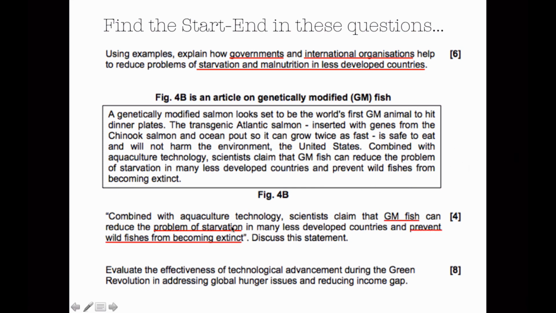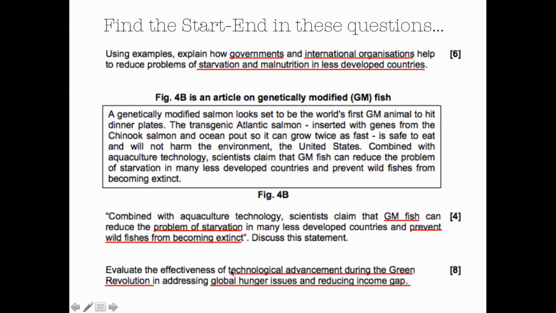The next question is: scientists claim that GM, genetically modified fish, can reduce the problem of starvation in many less developed countries and prevent wild fishes from becoming extinct. Discuss this sentence. That means the starting point is genetically modified fish. The ending point is it can reduce starvation, it can prevent wild fishes from becoming extinct. Discuss this sentence.